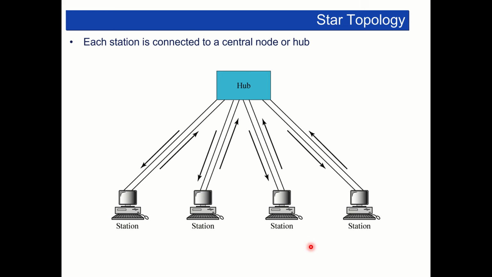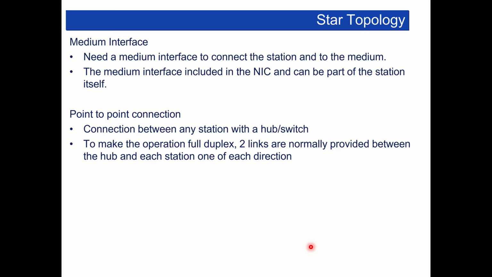Now we look into the one that is commonly used today, which is the star topology. In the star topology, a station is connected to a central node or hub. Again, what is the role of the interface? We need a medium interface to connect the station to the medium. The medium interface, included in the NIC, can be part of the station itself. So unlike the ring and bus topologies, we use an internal interface for the star topology.